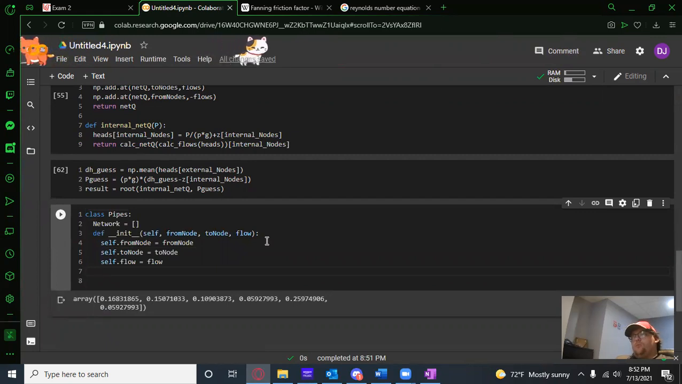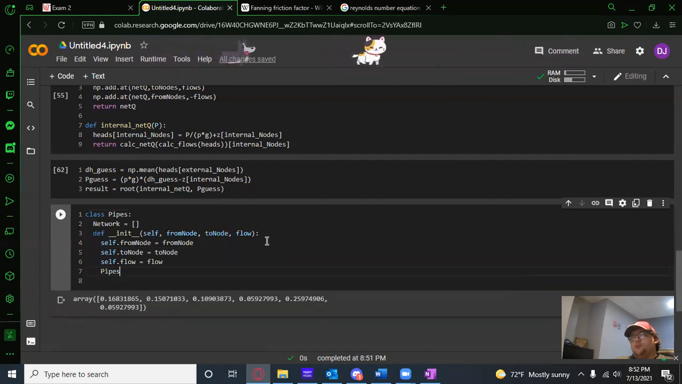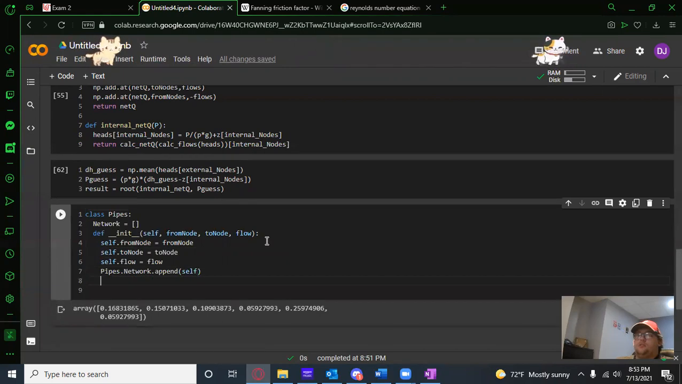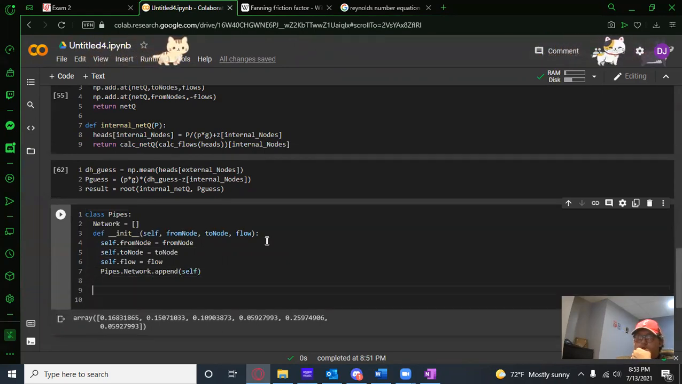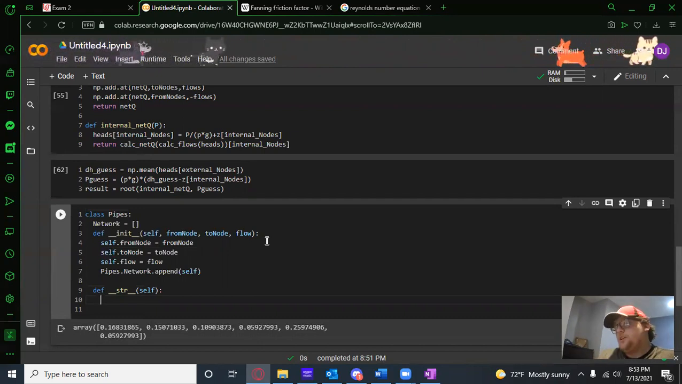So what's going to happen now is pipes.network dot append stuff. And so what's going to happen now is we're going to use the string built-in method to basically change how it displays out to the console.